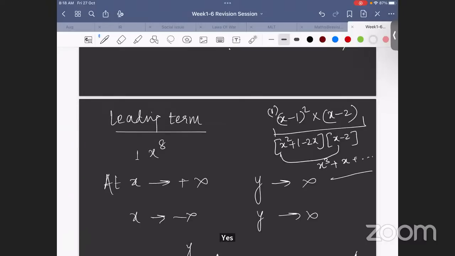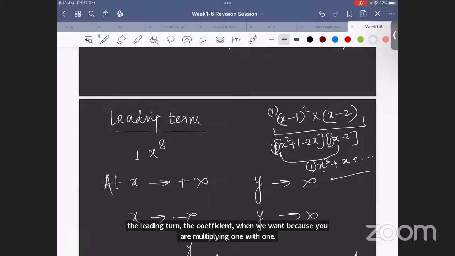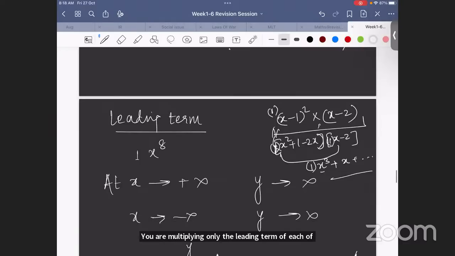So you can see that when the coefficient is 1 here and 1 here, the coefficient of the leading term will be 1 because you are multiplying 1 with 1. You are multiplying only the leading term of each part to get the leading term of the overall polynomial. So multiplying 1 with 1, you are left with 1. Got it?